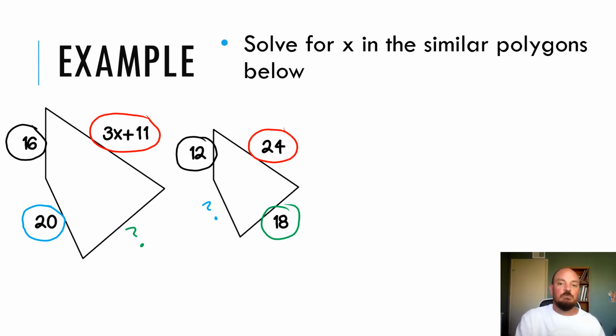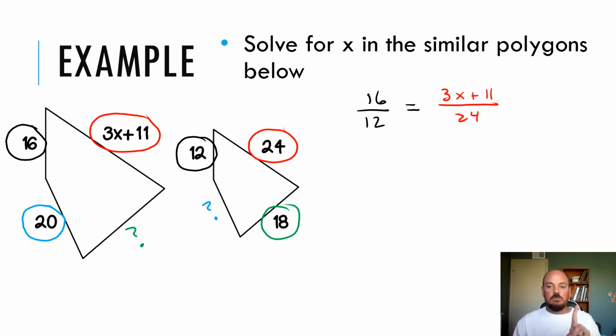Let's do the ones I circled in black first and say 16 divided by 12 equals, and then we'll do the ones I did in red. That would be 3x plus 11 over 24.